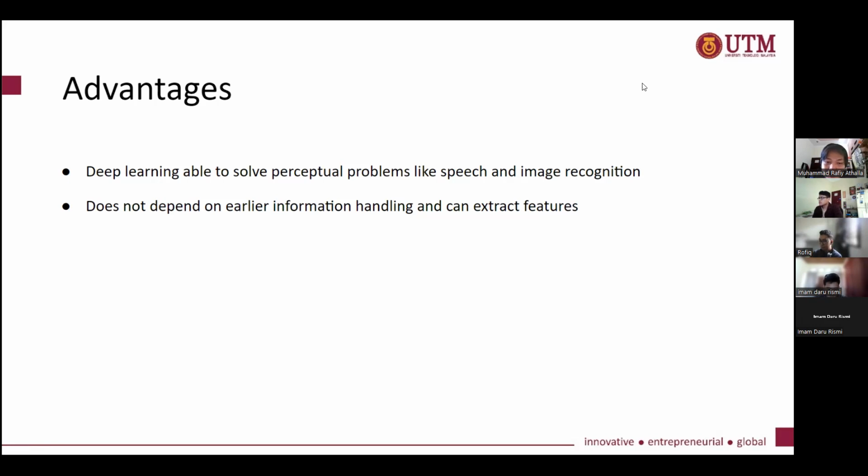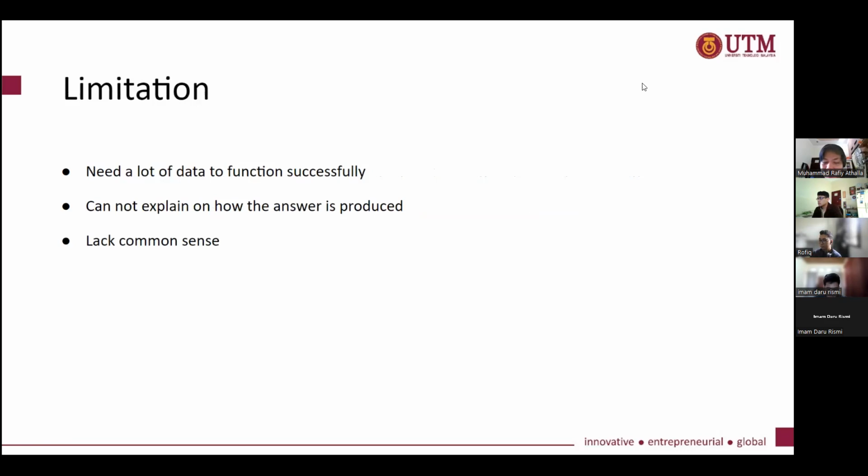The second is that deep learning does not depend on earlier information handling and can extract features. An example has been elaborated in the article. For example, it said that a deep neural network, which is ordered to interpret a shape, will first try to interpret the simple edge in the first layer, and after that, build a more advanced shape from the previously recognized edge in the first layer to the next layer.